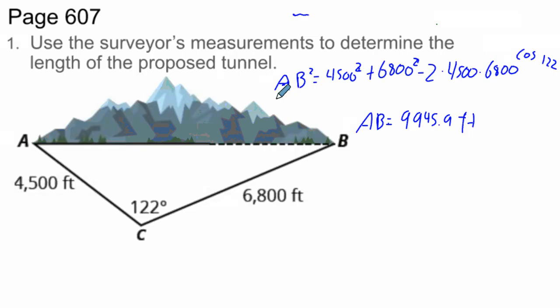Welcome back. So this is my equation. I set up AB squared, the full length of the side I don't know, equals 4,500 squared plus 6,800 squared minus 2 times the two sides given times the cosine of 122. This number in itself is about 98 million. So I wouldn't probably write that out. I definitely wouldn't round it, but I would put that on the calculator and square root it, and I would get 9,945.9 feet.